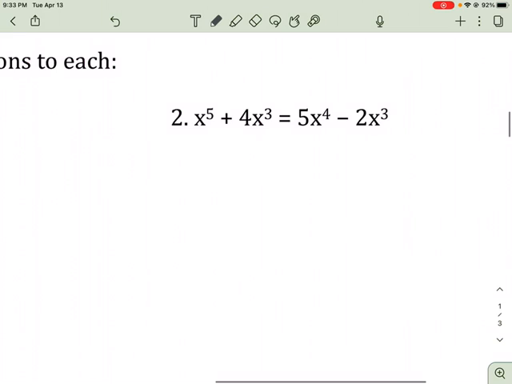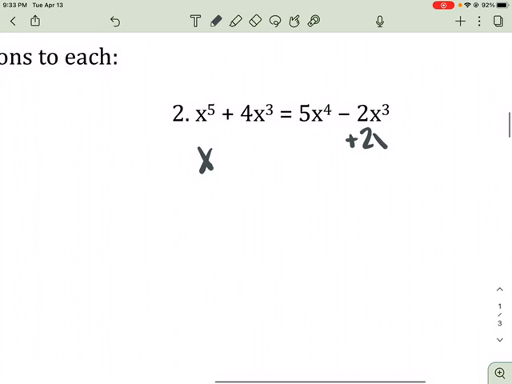Okay, so let's try this guy. It looks pretty ominous. But first thing we're going to do is get him equal to 0. Make sure he's equal to 0 in descending order. So I'm going to subtract the 5x to the 4th and I'm going to add the 2x cubed. So add 2x cubed, and we're going to subtract the 5x to the 4th.